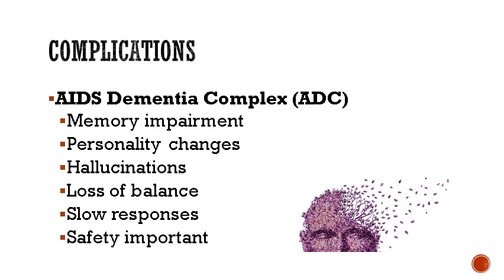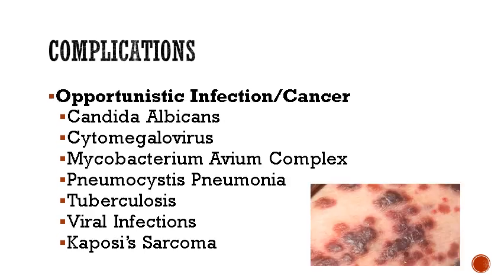So these are patients that become very high fall risk, very high risk for harm to themselves through their actions because they may not be aware that what they're doing is not safe. There's a great video that's linked in your Brightspace related to the AIDS dementia complex that I encourage you to watch. Other complications, opportunistic infections or cancer.